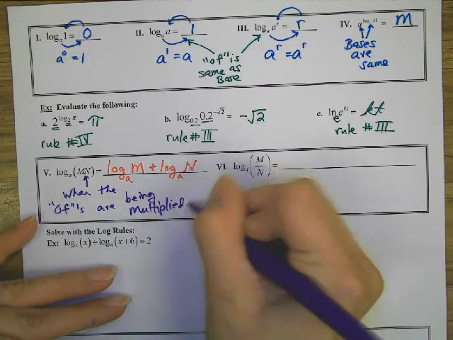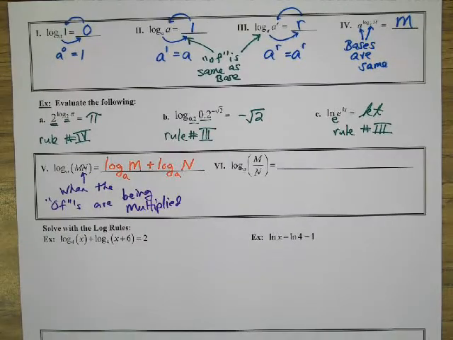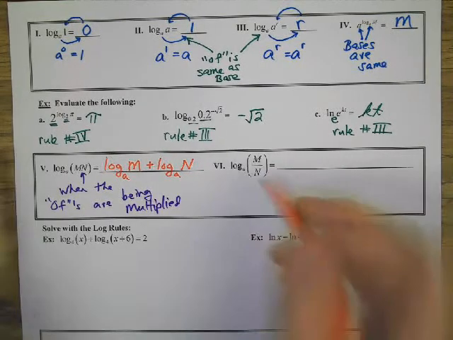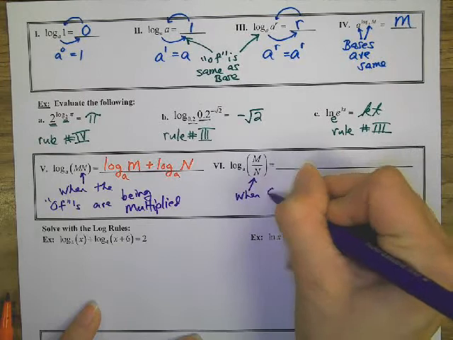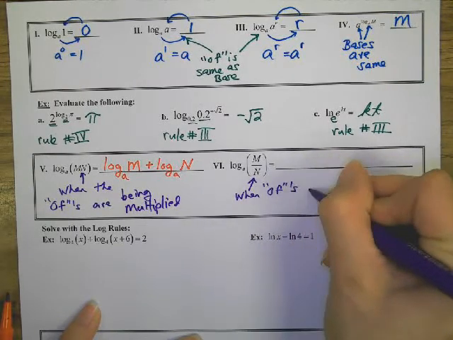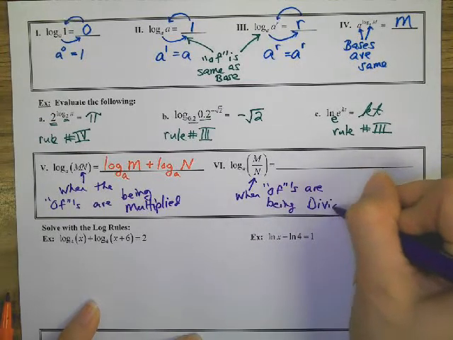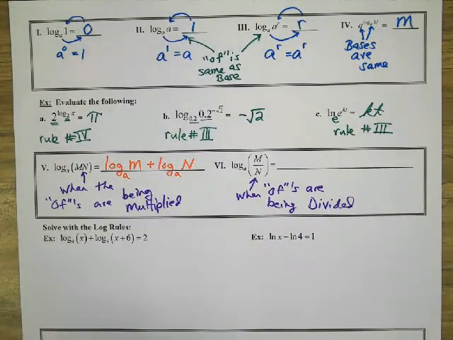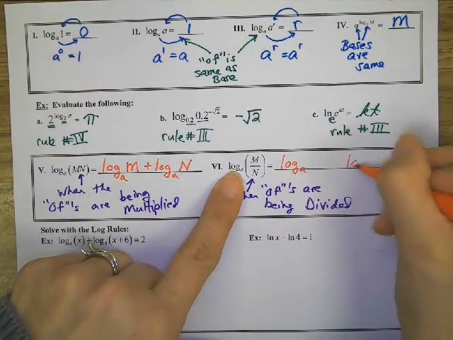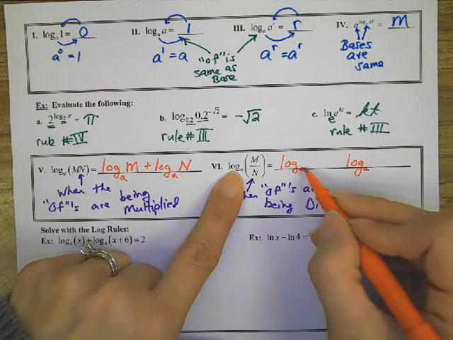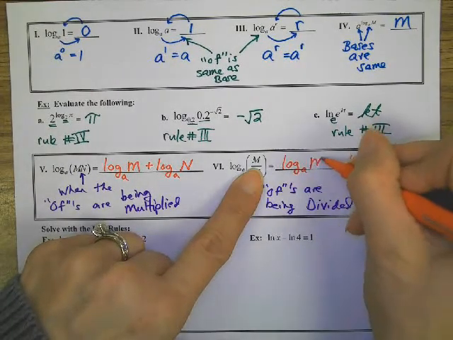Okay, this is very similar here. This rule is when the ofs are being divided. When the ofs are being divided, you could also separate them into 2 separate logs. It's going to be log base a and another log base a. And which one's going to go first? The one on top. That's going to be m, and it can't be plus, so this time it's going to be minus log base a of n.